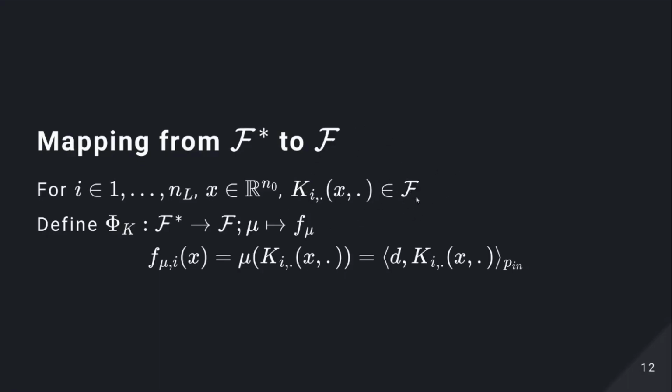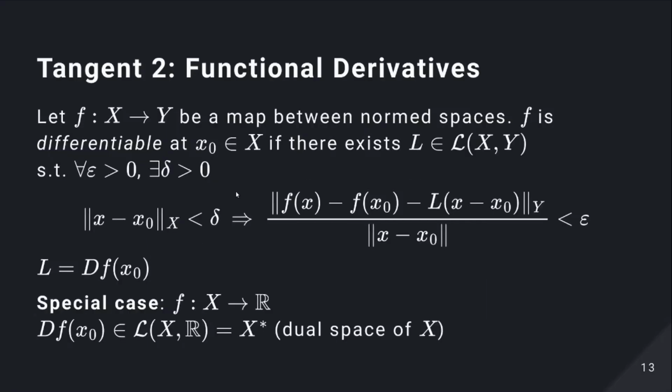So this is a function of my function space, and I'll define this map from the dual space to F. I take some dual element mu to some new element f mu, defined as follows: the ith element of f mu evaluated at x will simply be mu applied to my k_i,x functional here, which should be simply this inner product. So the key thing is that we now have a way to map from a dual element to a primal element, which we'll need later to actually make the NTK.